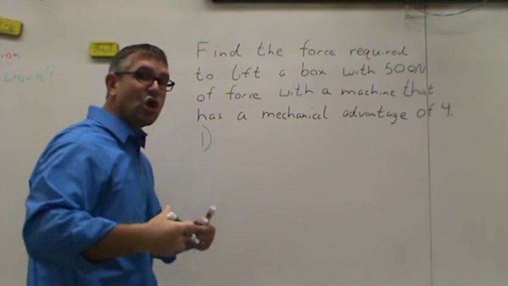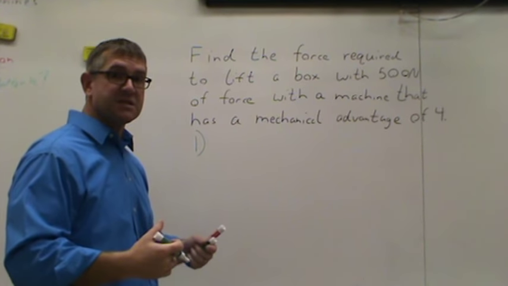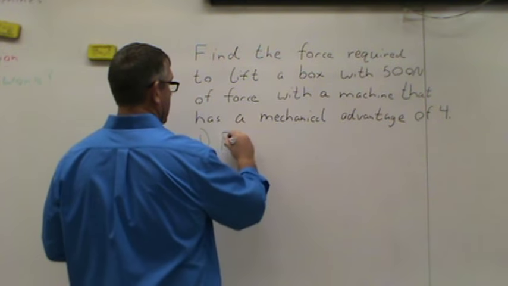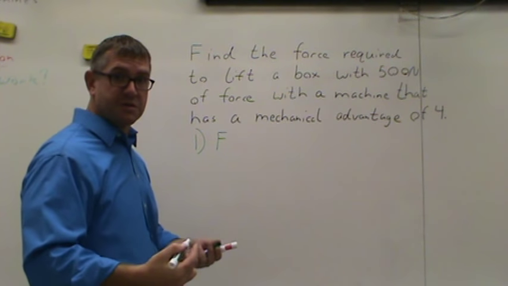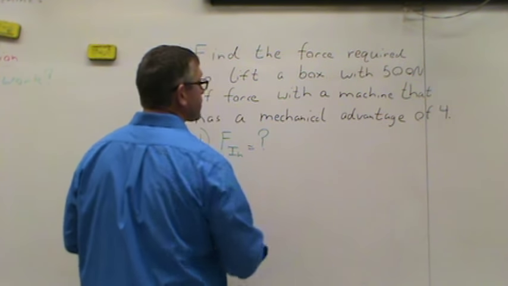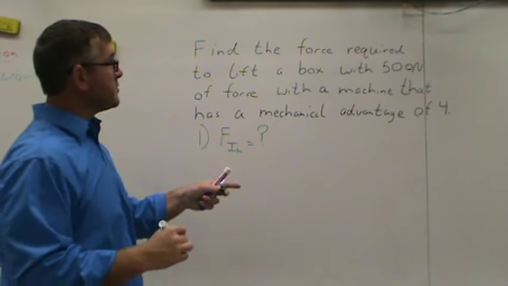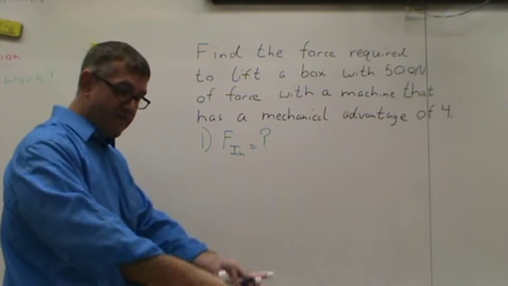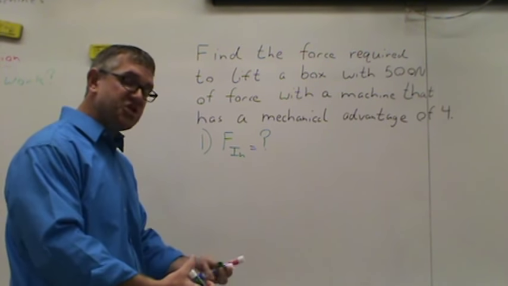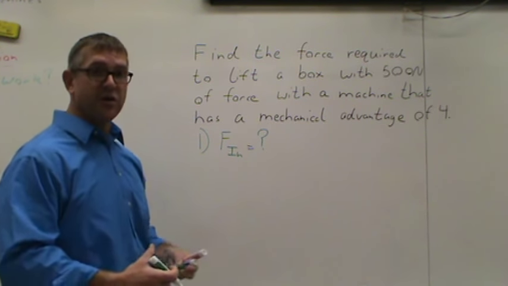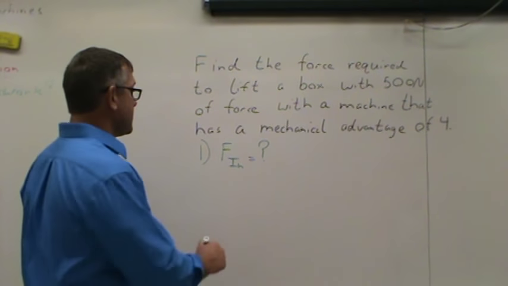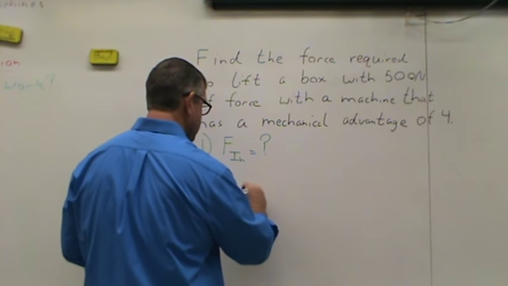Find the force. So we're looking for a force required to lift a box. So we're looking for the force that is required to lift this. That would be an input force. With 500 newtons of force, because we're trying to lift this box with 500, we've got to find what we have to use before the machine turns it into 500 newtons. So find the force required to lift a box with 500 newtons. That would be our force out.